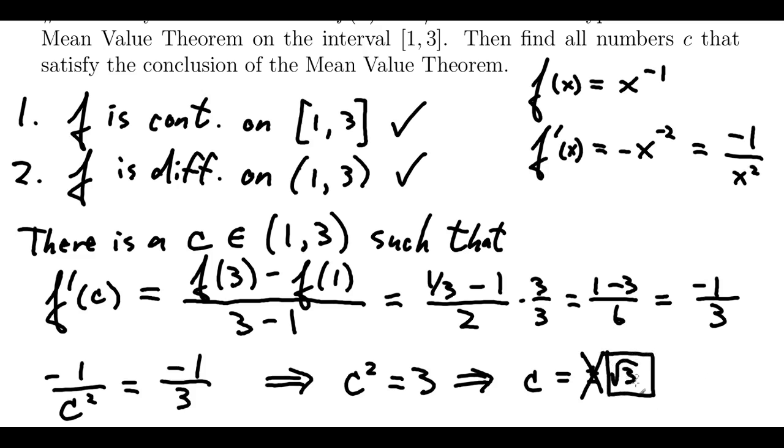Even if you don't know that, 3 is between 1 and 4, meaning the square root of 3 must be between 1 and 2. So between 1 and 2 is within that interval from 1 to 3 there. So there we go. The value in question is the square root of 3. That is the only one that satisfies the conclusion of the MVT.